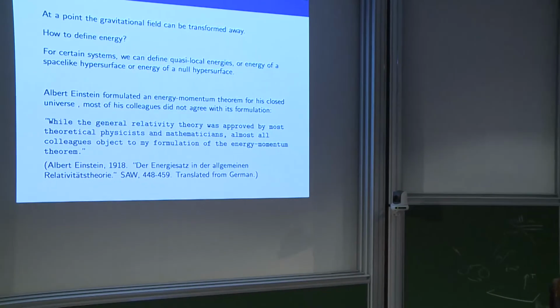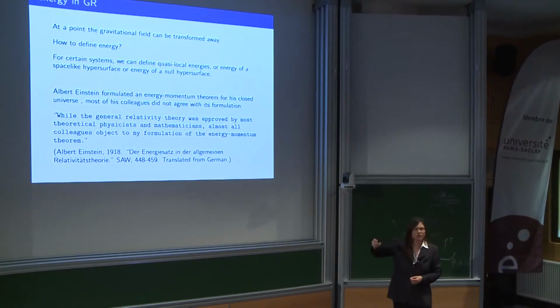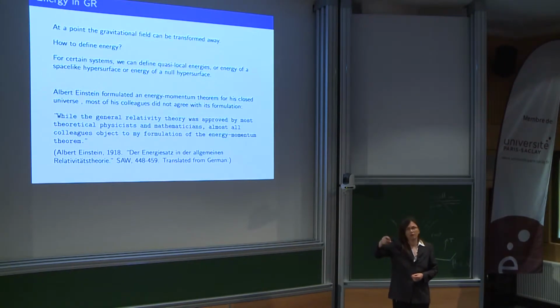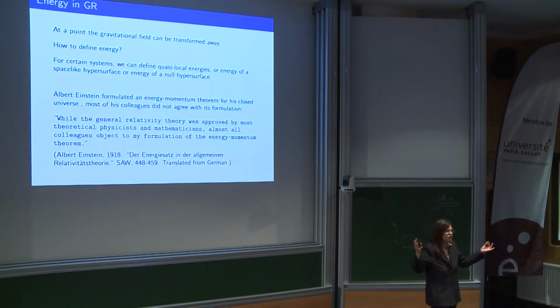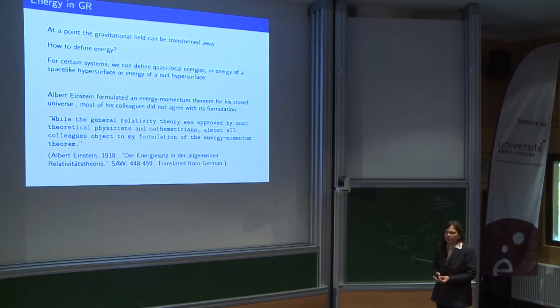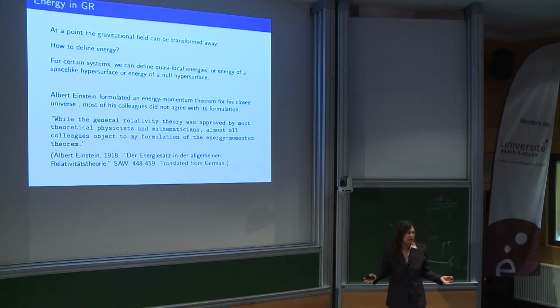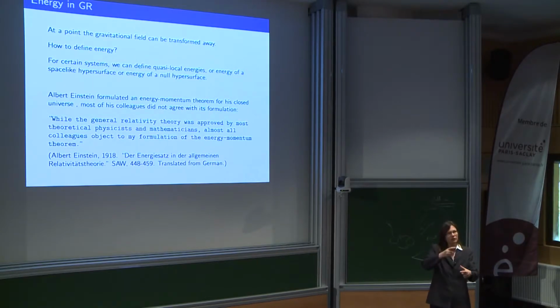One problem, or interesting feature, is that if I'm sitting at a point in GR, I can actually transform away the gravitational field. By transformation, I can make it zero. So how would you define energy at the point if you can actually transform away the field there? Well, that's one problem. You can think, maybe I don't look at the point, maybe I go a little bit further, maybe I integrate over a sphere, something quasi-local.